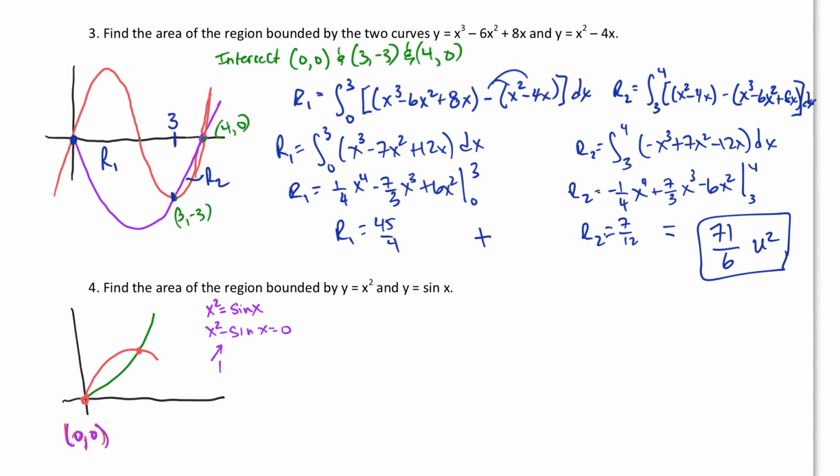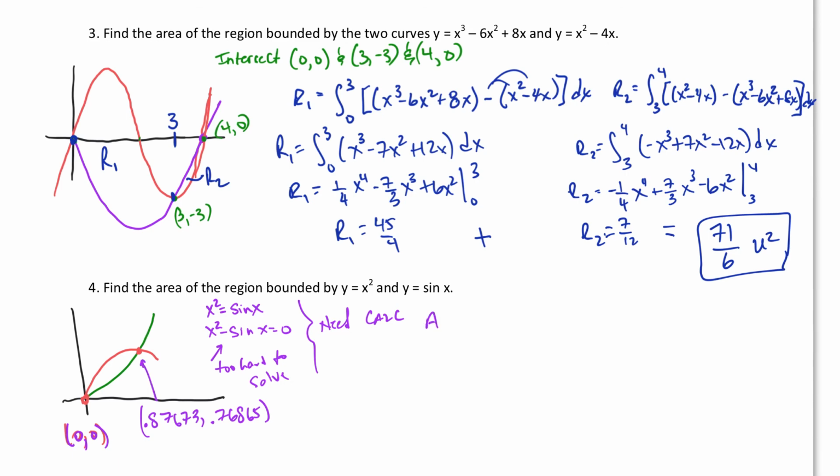This is too hard to solve. So we need our calculators. And we can graph each in our calculators, have our calculator find the point of intersection, and that point of intersection is going to be 0.87673, 0.76865. Okay, so that's where this point of intersection is.